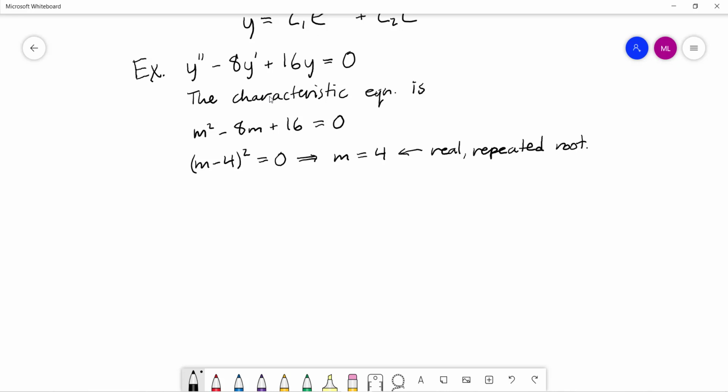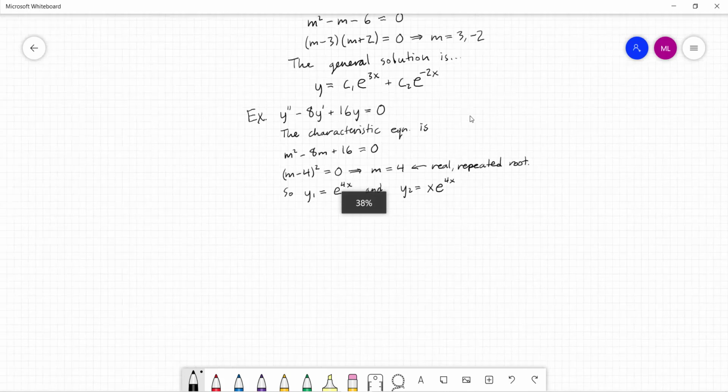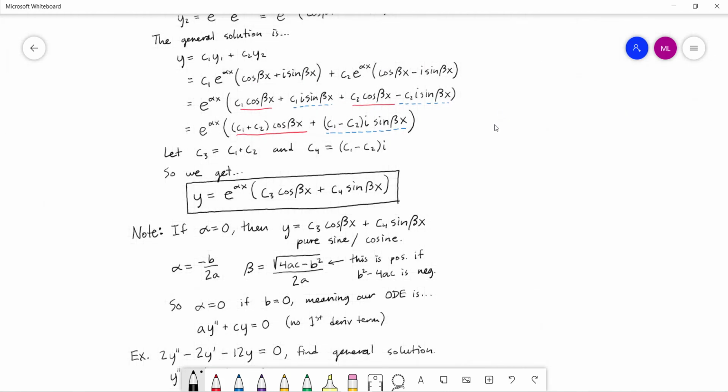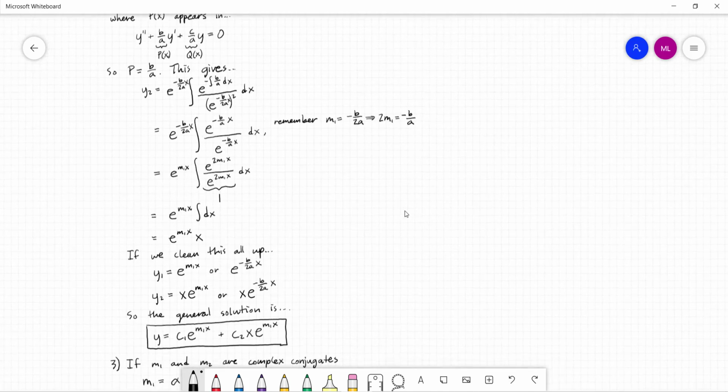And we can go through all the work if we want, but I know right off the bat the solution to this is that one of the two solutions looks like e to the 4x, and the other, y2, is going to be x e to the 4x. We pick up a factor of x. This came from, again, where's that x coming from? That x is coming from right here. Here's the value of x.